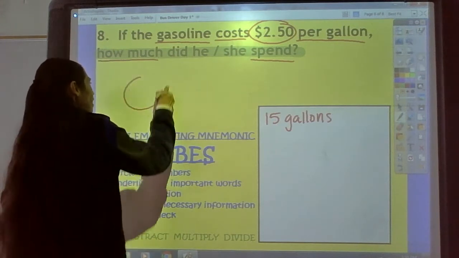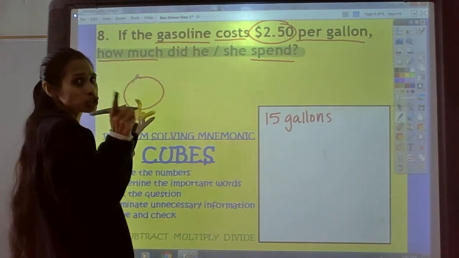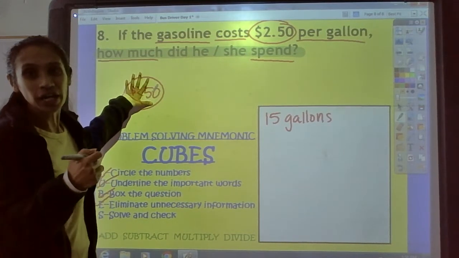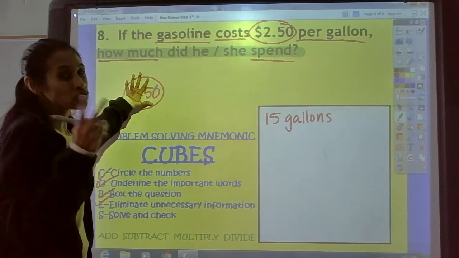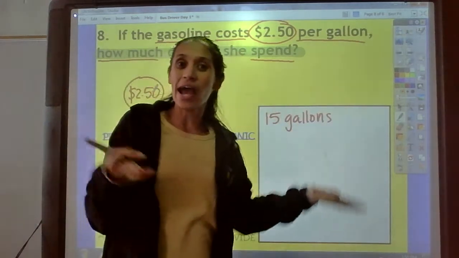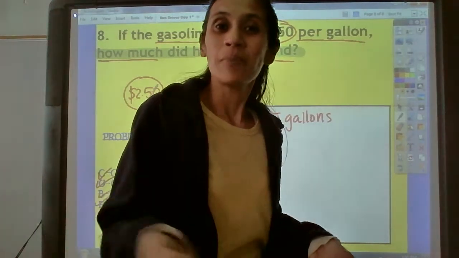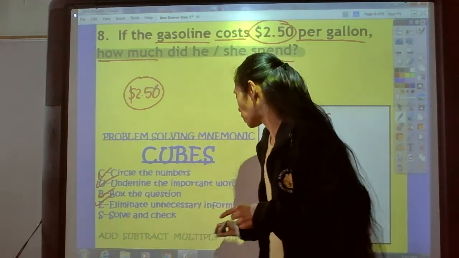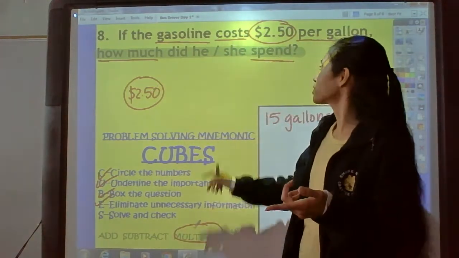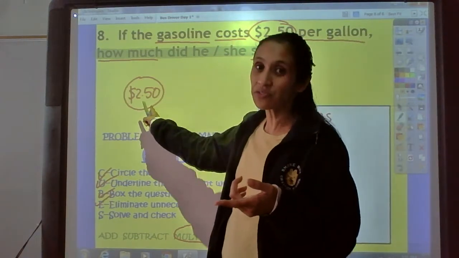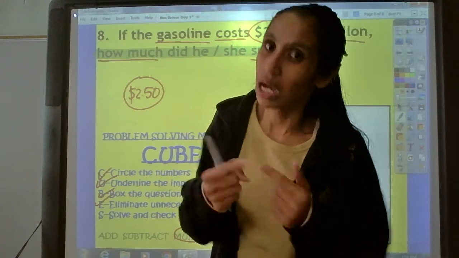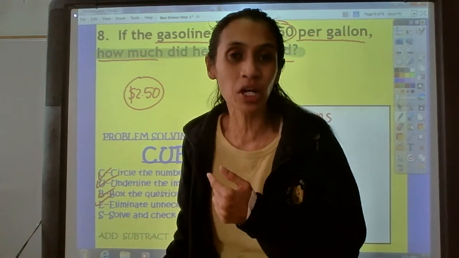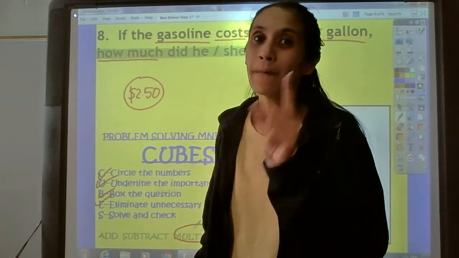So if we had 1 gallon of gas, how much did he or she pay for that? $2.50. How many gallons were there? 15. So there are 2 things we can do. We can either add or multiply. But which is the most efficient way? What is the best way? We need to multiply. That would be the best way. Now, if you want to add $2.50 15 times, you can do that. I'm not going to do that because that is going to take all day. It's going to take up my whole paper. I'm going to do it the quick way by multiplying.